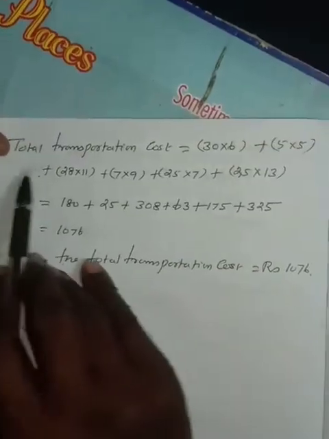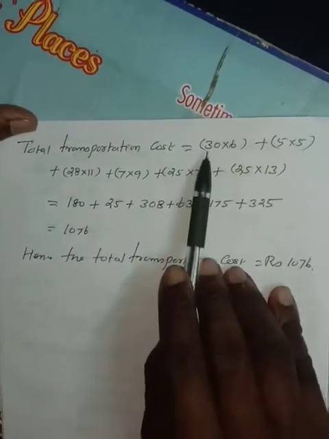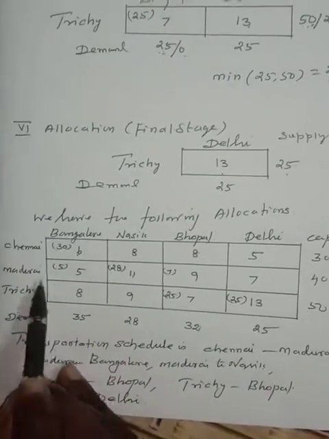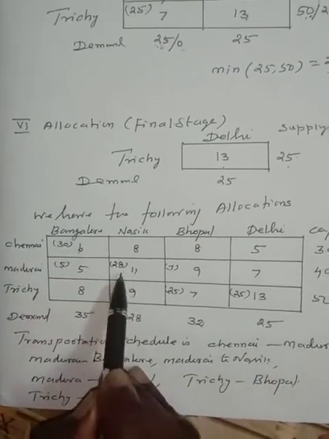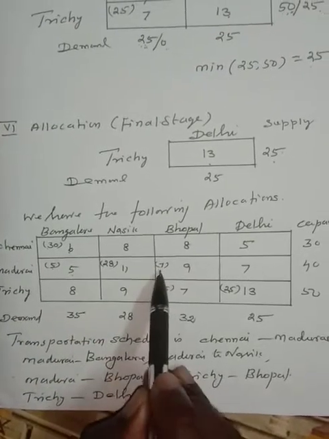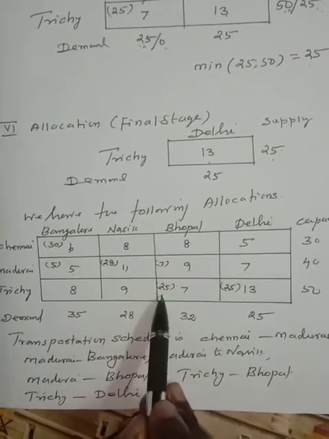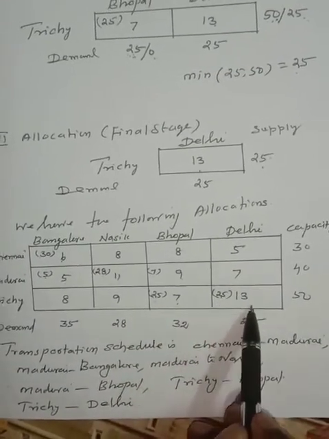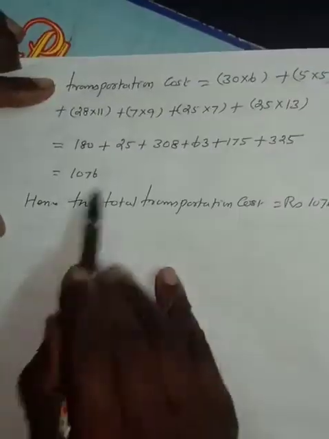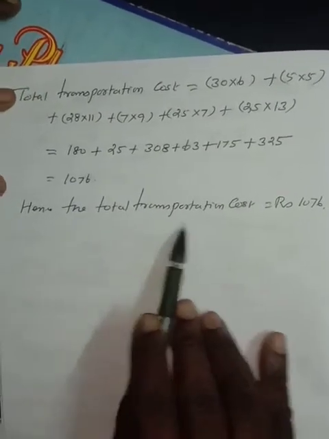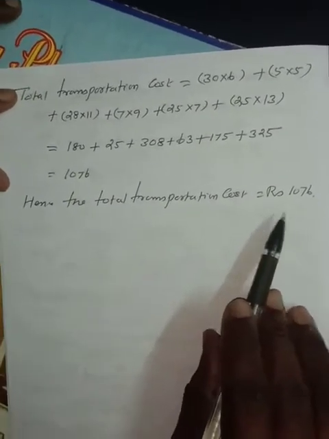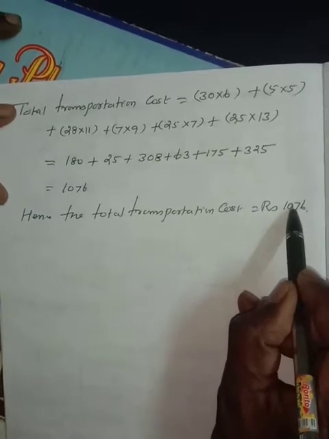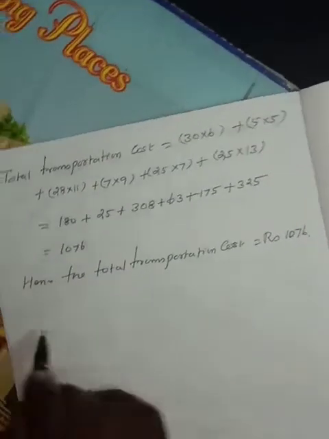The total transportation cost: 30 into 6 plus 5 into 5 plus 28 into 11 plus 7 into 9 plus 25 into 7 plus 25 into 13 gives 1076. Hence, the total transportation cost is rupees 1076.